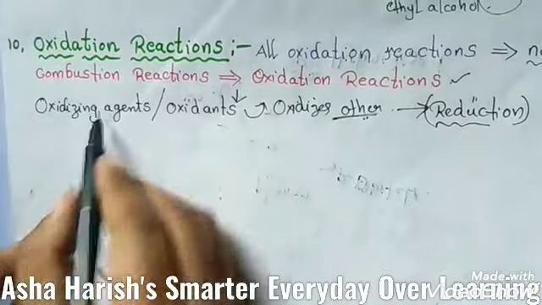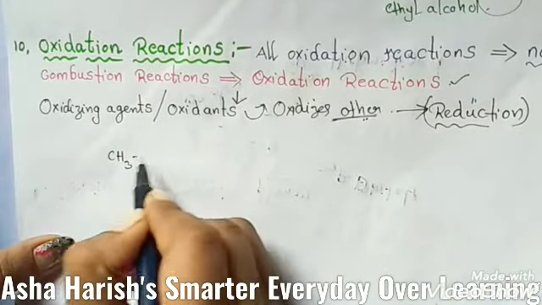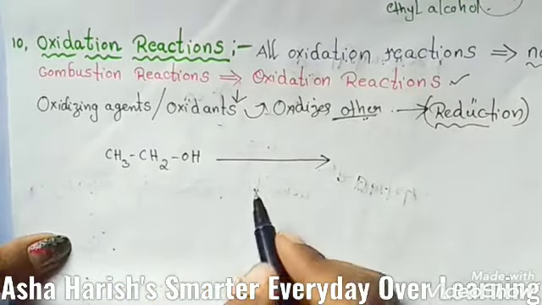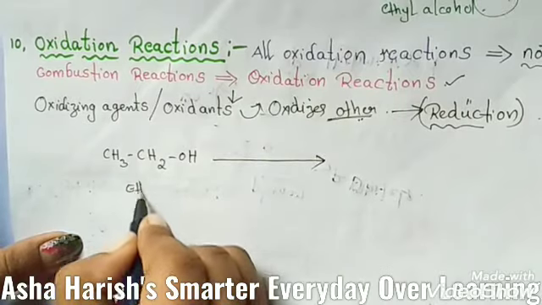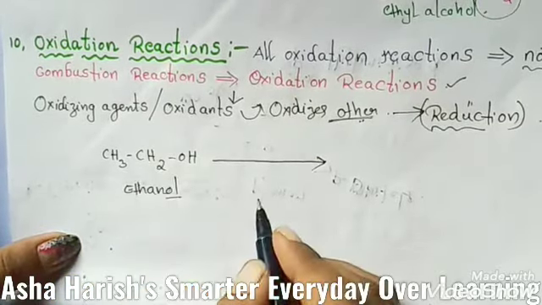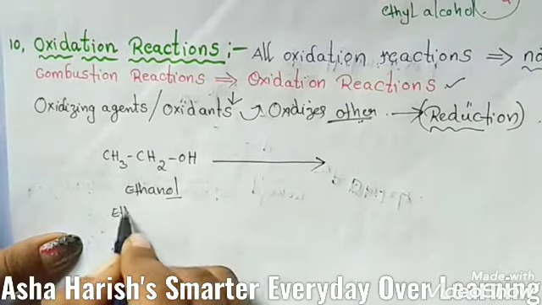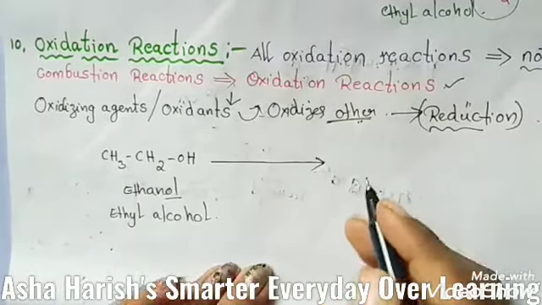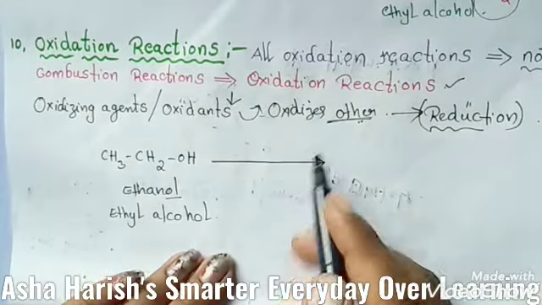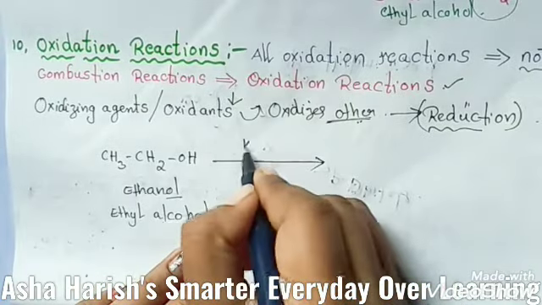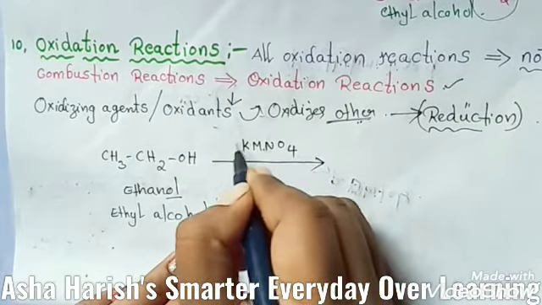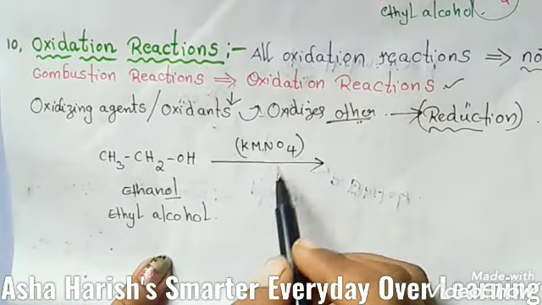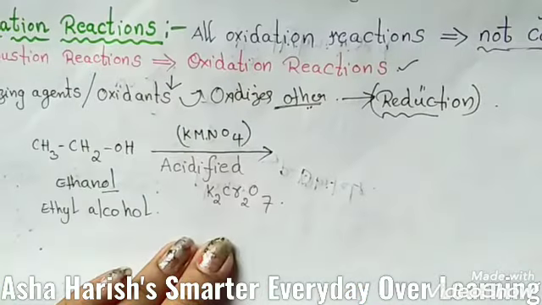What we have here, students, is a compound CH3CH2OH. Here is the alcoholic group OH, so the name of this compound is ethanol. Here "ol" is the suffix. Ethanol is also called ethyl alcohol, right? And here, alkaline potassium permanganate KMnO4, alkaline potassium permanganate or acidified potassium dichromate.